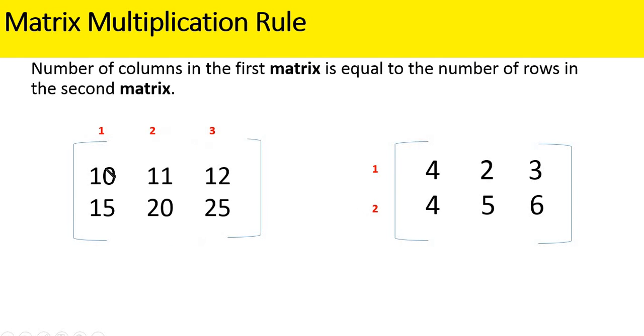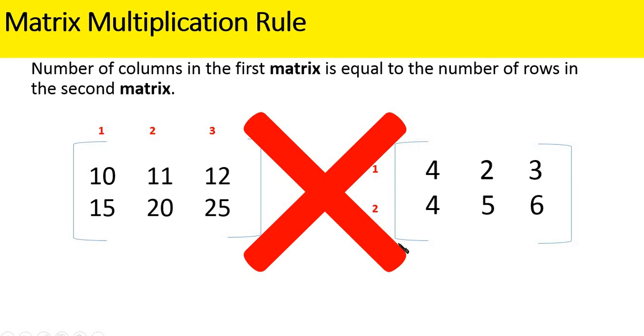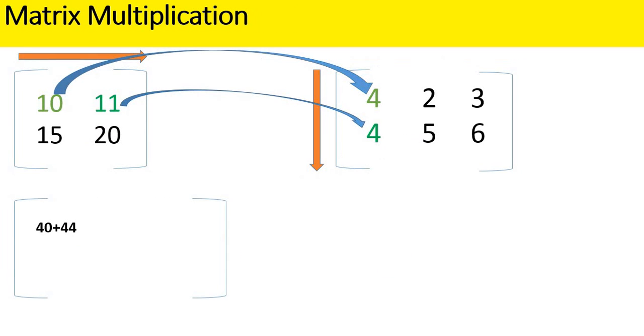This is one example. Here you have three columns in the first matrix and two rows in the second matrix. In this case, matrix multiplication is not possible. Now we'll see an example of how we multiply matrices.